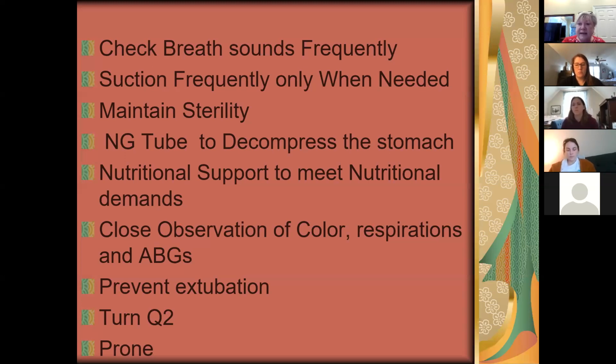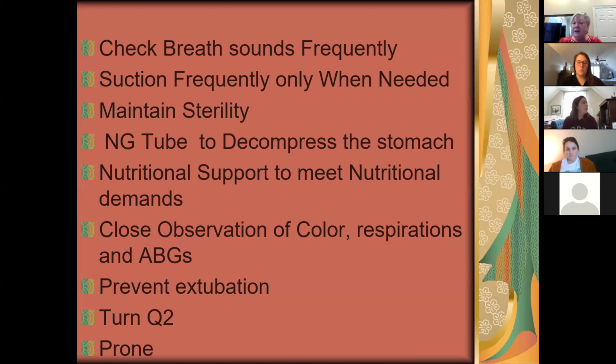Your job is to assess them. What does their color look like? What's their cap refill? Well, cap refill is for perfusion, but what's their work of breathing? What's their pulse ox? What's their ABGs? Don't let them extubate themselves. If they need restraints, use them. If they don't need them, don't use them.